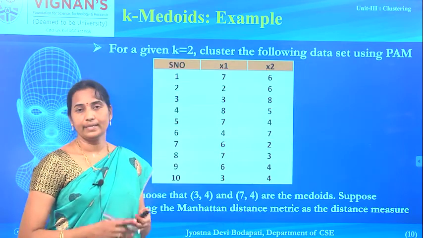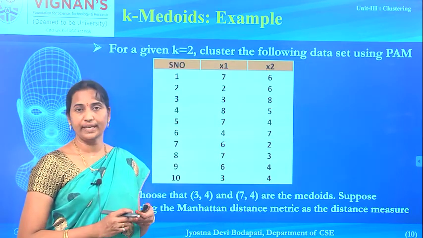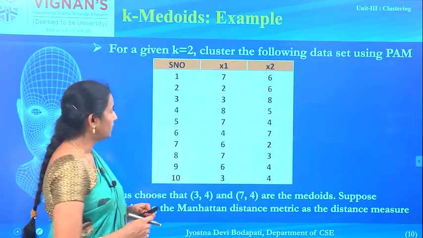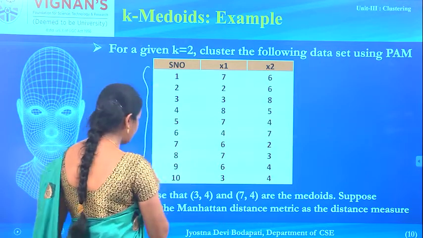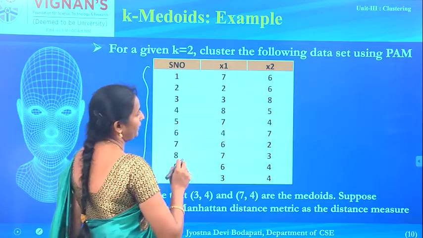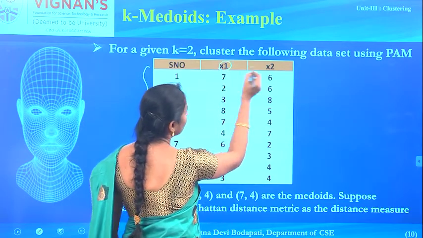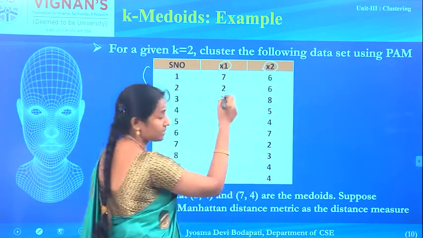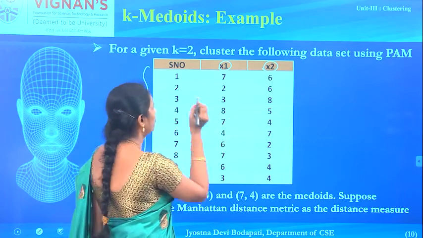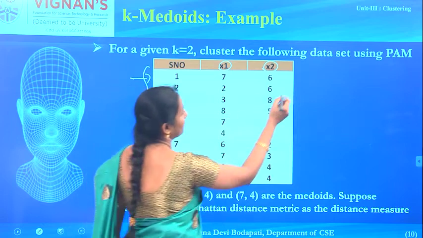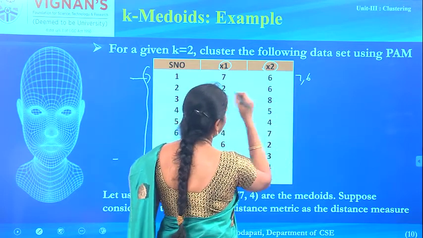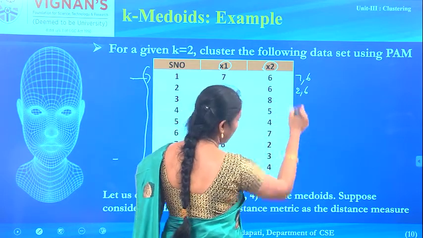And now let's see an example of K-Medoids. How do we execute the K-Medoids algorithm? So consider this set of examples. I have 10 samples, and every sample has two attributes, represented as x1 comma x2. Say for example, the first data point is represented with 7 comma 6, and the second data point 2 comma 6, and so on and so forth.